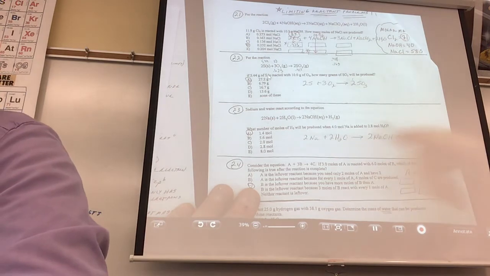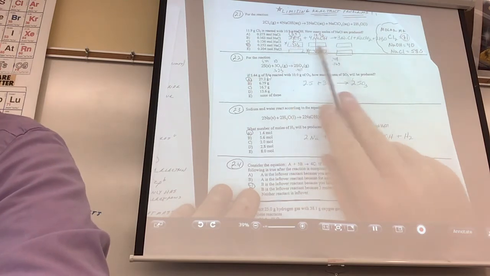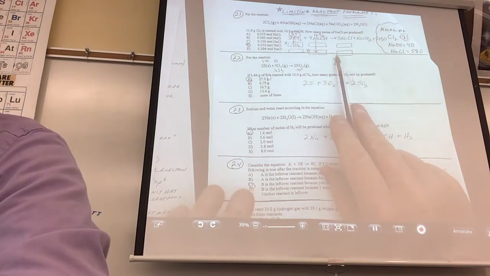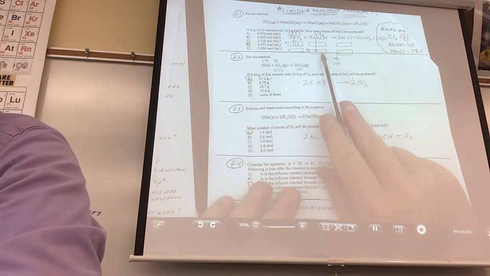You see that? This is the story told by the peanut butter. This is the story told by the bread. The peanut butter says, we're going to make this many sandwiches. The bread says, I don't think so. And so we have 2 stories going on. We have to find the limiting reactant.